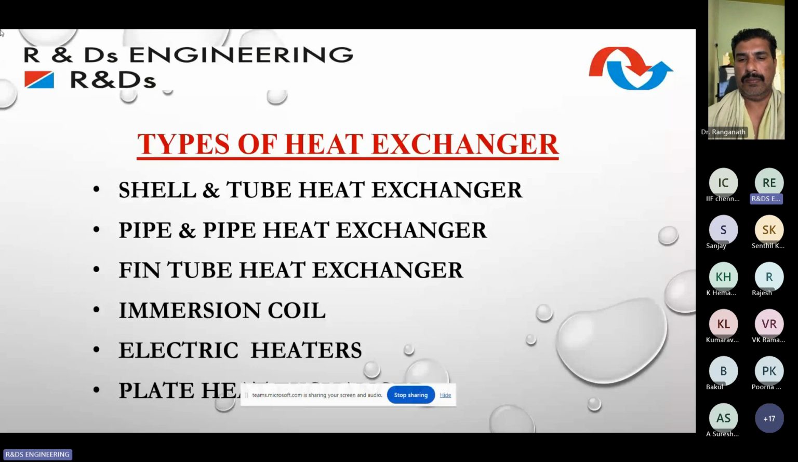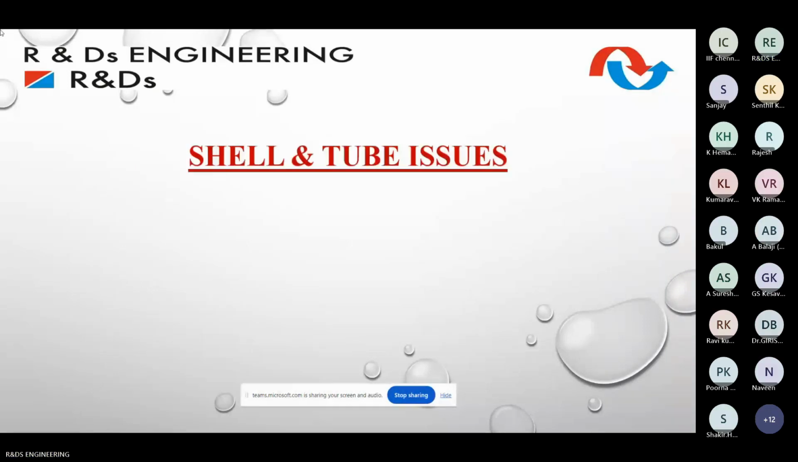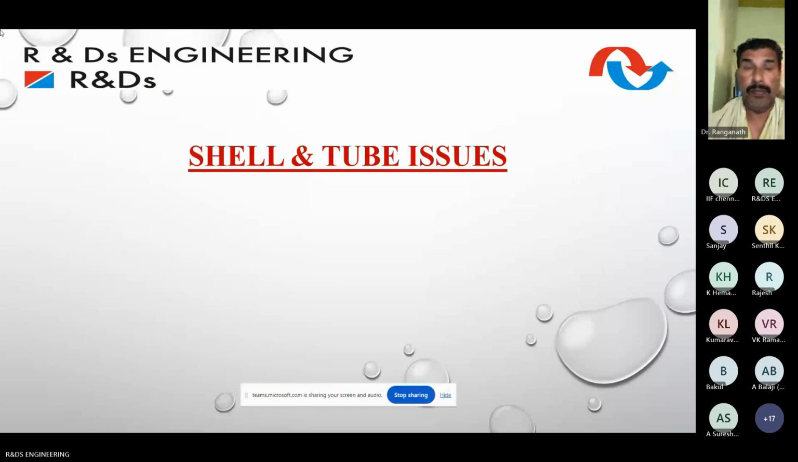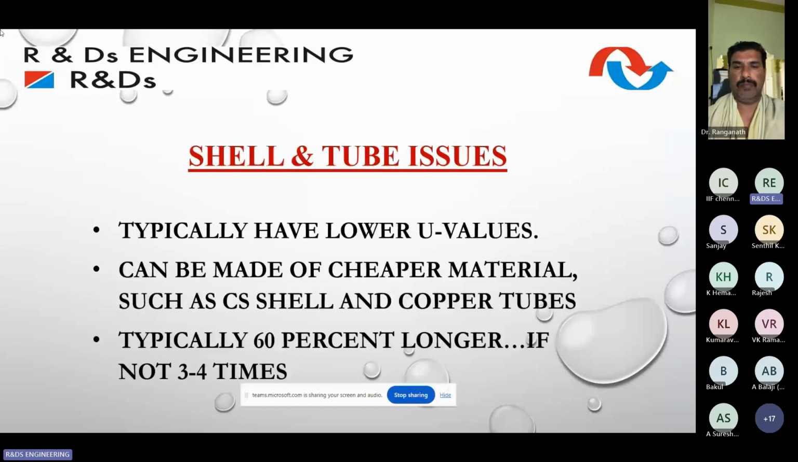And another one is the electric heater. Of course, everyone knows about the electric heater. And the next one is the plate heat exchanger. In the shell and tube heat exchanger, there are some issues. Generally, the shell and tube heat exchanger will have lower U values, that is the heat transfer coefficient, because of the laminar flow. And the shell and tube heat exchanger can be manufactured at a very cheap price.